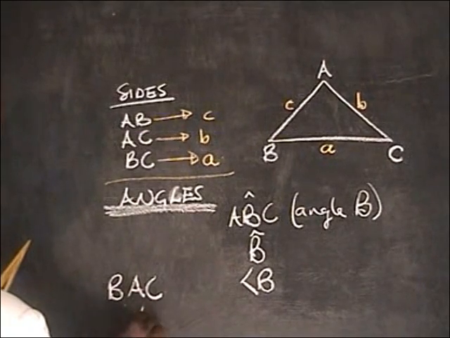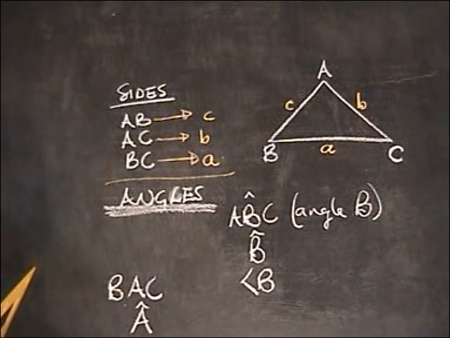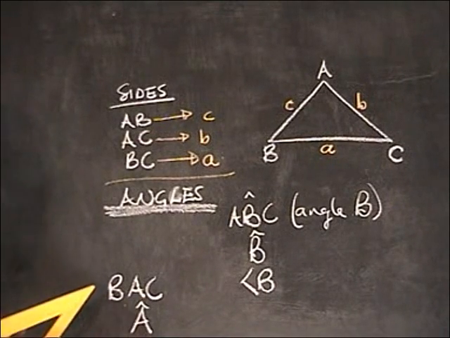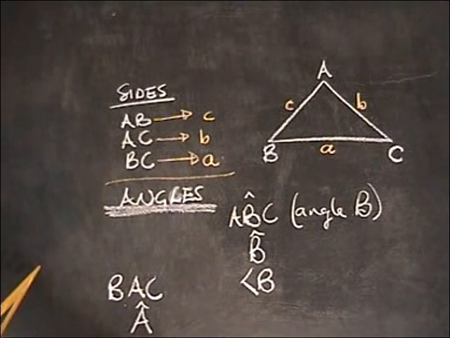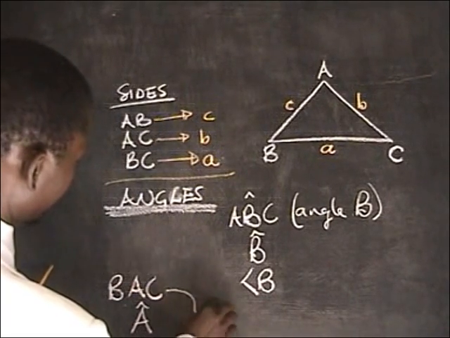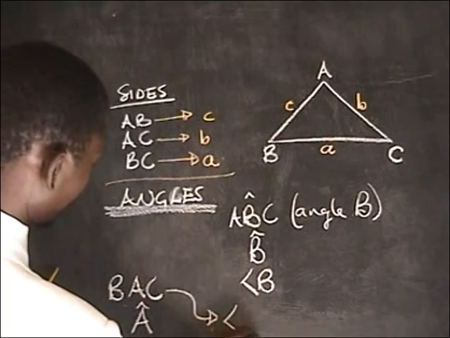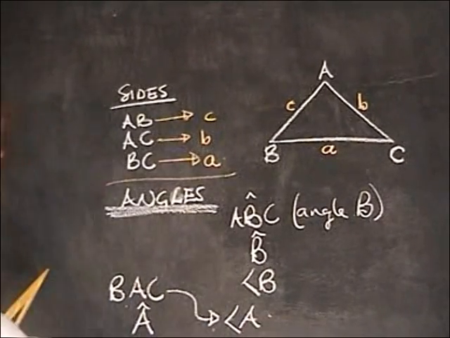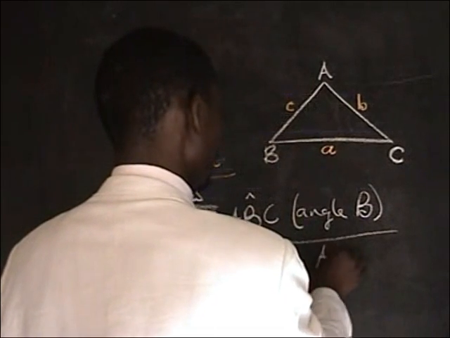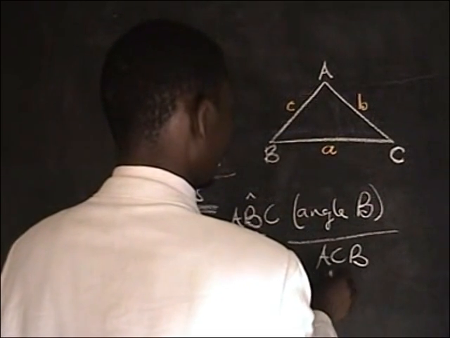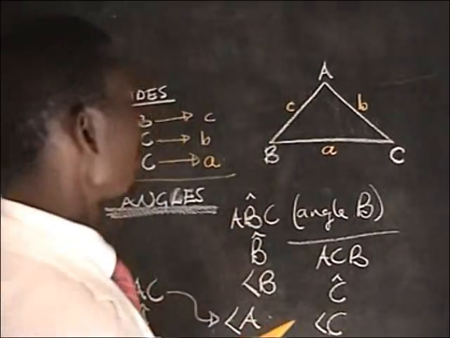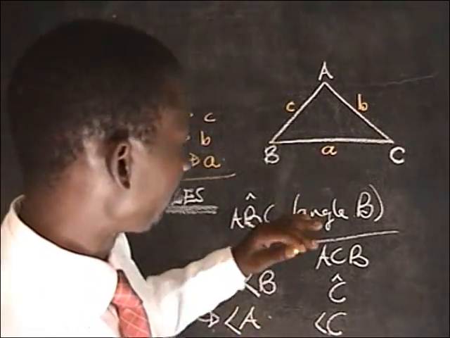If not that, a single A like that, still this is going to be angle A. If not that, to name angle A again, it is going to be something like that, then a capital letter A. On the other hand, for angle C, it is going to be ACB, capital letters, or a capital letter C, something like that, or a C like that. That is how the angles are named.